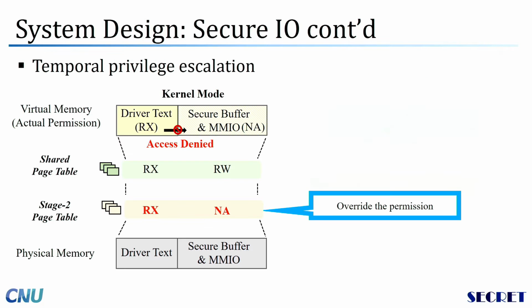The temporal privilege escalation technique exploits the fact that kernel mode execution is affected by both the shared page table and the stage 2 page tables. But hypervisor mode execution is not affected by the stage 2 page table. As shown in this example, the secure buffer and MMIO region are imposed to be not accessible in kernel mode because the permission settings in the stage 2 page table are more restrictive than those of the shared page table.